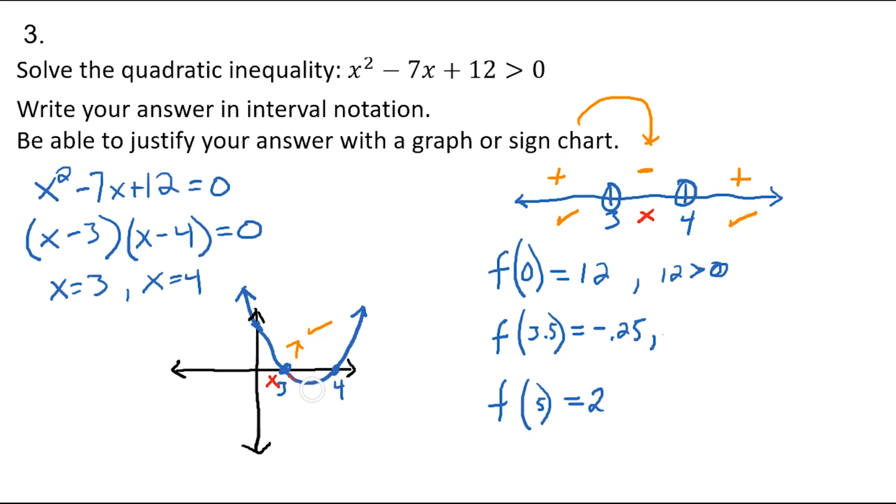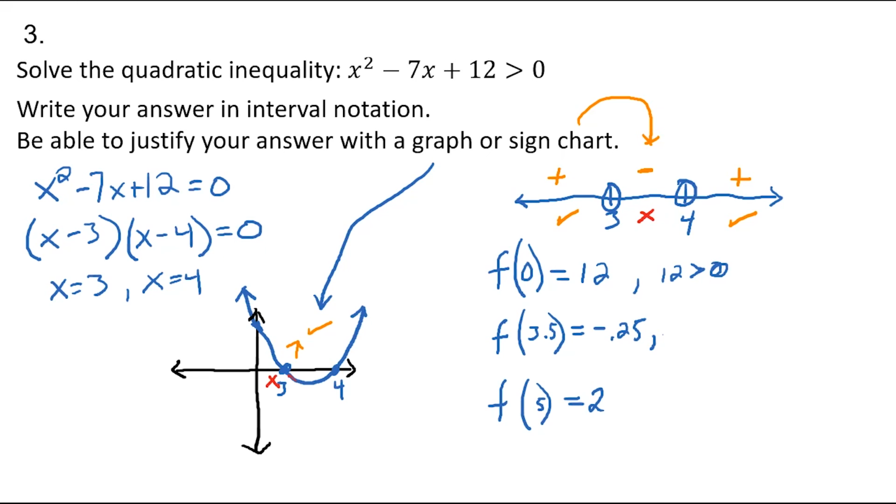So you can see from the graph that the interval from negative infinity up to 3 is above the x-axis, meaning I got positive y values, and between 3 and 4 it's below the x-axis, meaning I got negative y values, and then from 4 to positive infinity I get positive values again. So this is a way you can use your graph to indicate where your intervals are.